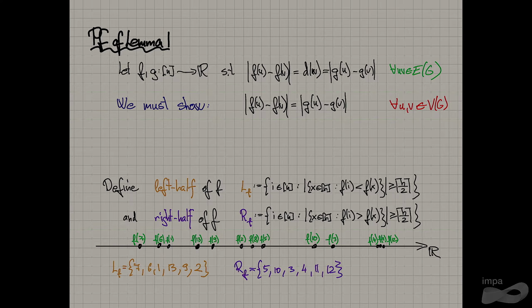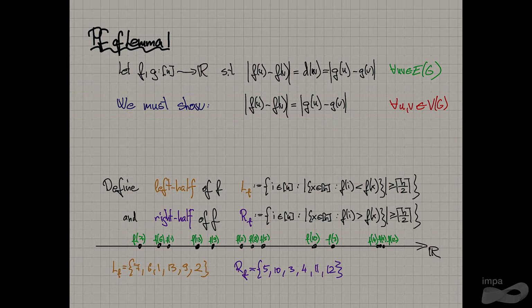So here is the lemma, proof of the lemma. We try to show that G is globally rigid. So what we will take is two injective functions where the distances of the images on the edges agree with each other. And then we must show that the distances between any pairs agree with each other. Okay?